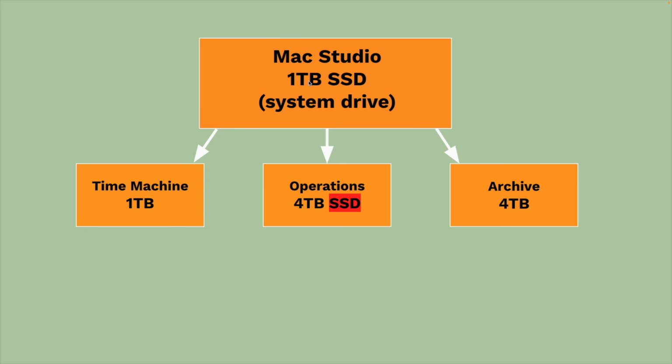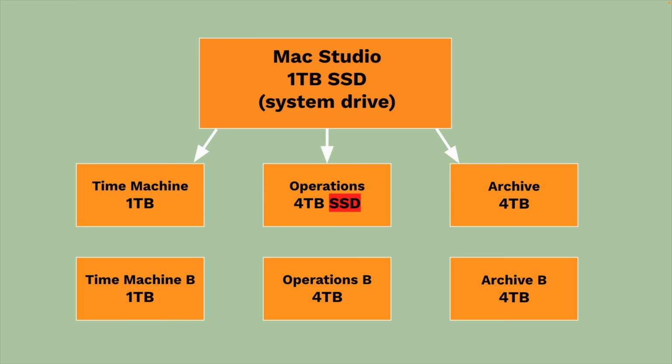It has a 1 terabyte internal drive, and then these little arrows represent USB connections to the external drives. On the left there's my Time Machine that's connected. There's the operations drive, which is highlighted in red, that's a solid state drive, and then the archive drive on the right. The only external drive that isn't just a regular HDD is the operations drive.